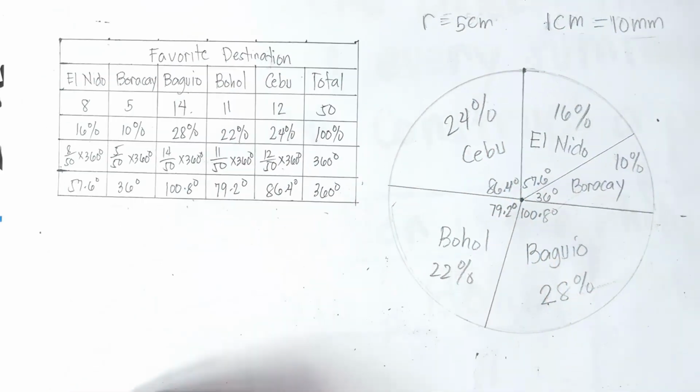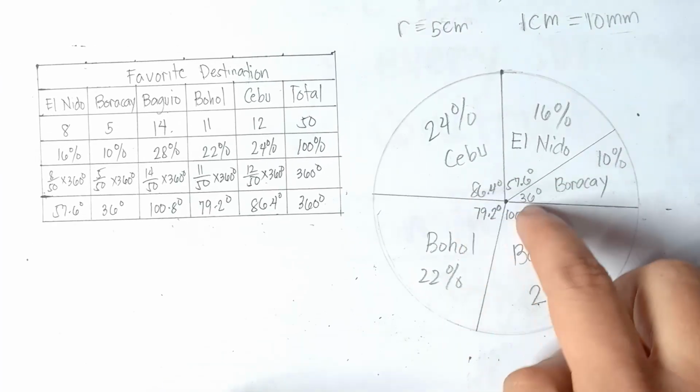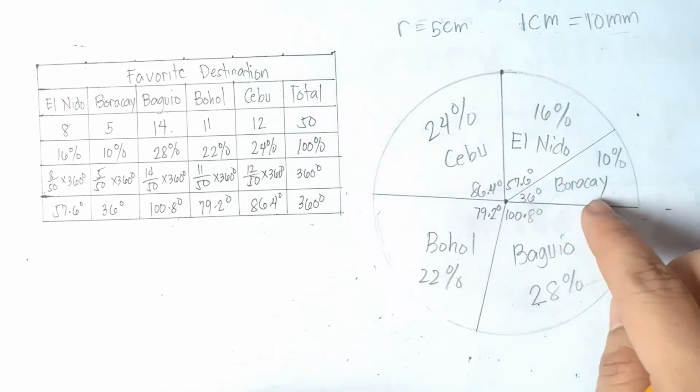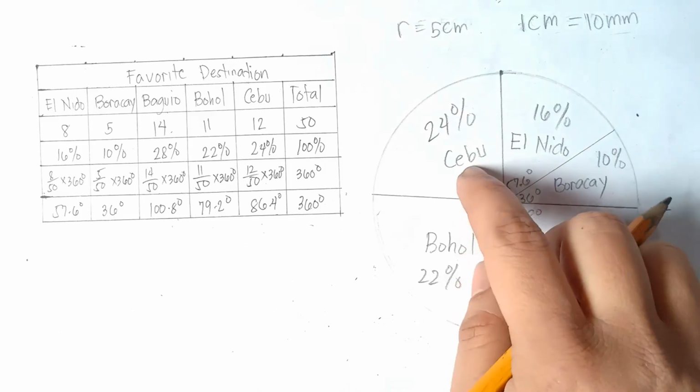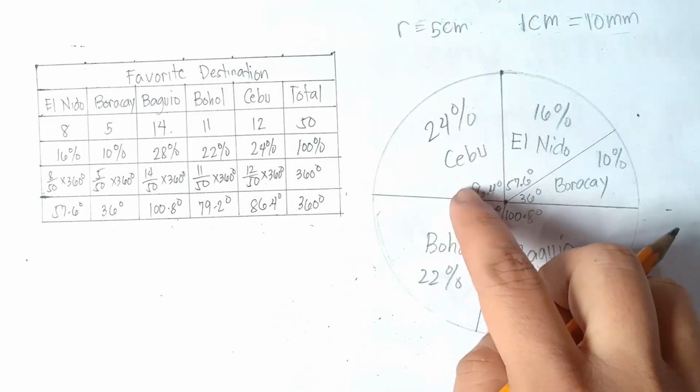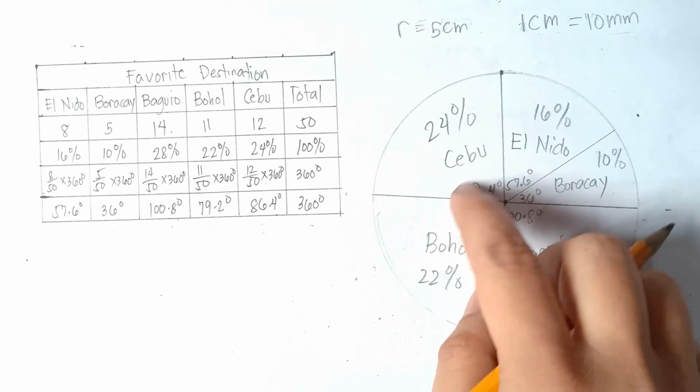So once again, class, you can actually erase the degrees. You can erase this one. You can just write El Nido 16%, Boracay 10%, Baguio 28%, Bohol 22%, Cebu 24%. But I just need to write the degrees, class, for us to be guided.